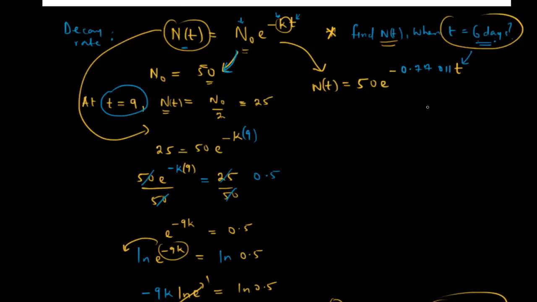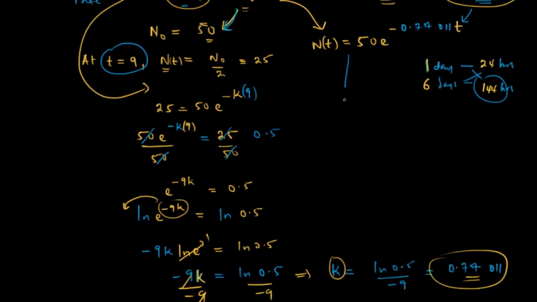To convert to hours, we know that 1 day is equivalent to 24 hours. So that tells us that 6 days is going to be equivalent to 6 times 24, which gives us 144 hours. So this is the time I'm going to use. So now my n of t, which is what I want to find, equals 50 e to the power negative 0.77011 times t, where my t is 144.